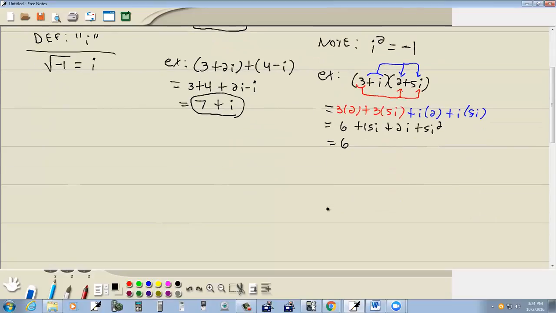Remember, we always simplify and combine like terms, in this case i's. 15i plus 2i is 17i. And we said above that i squared is equal to -1. So I'm going to replace the i squared with -1. Standard form means you can't have i squared and above. You can only have i to the first power. So I have 6 plus 17i minus 5. 6 minus 5 is 1, so we have 1 plus 17i. And that would be our answer.